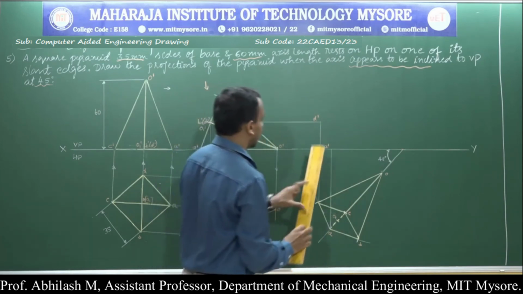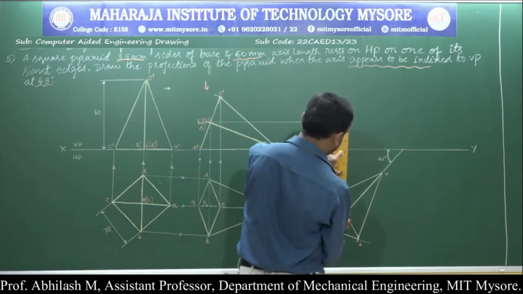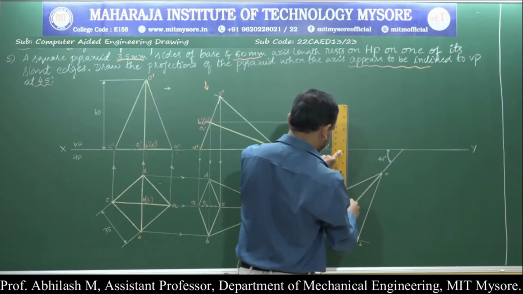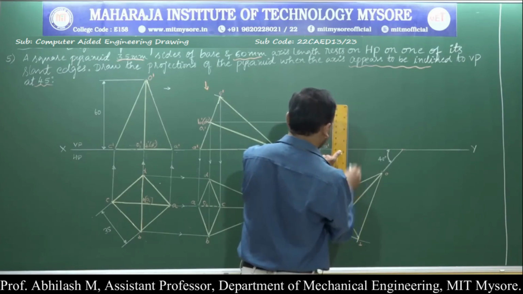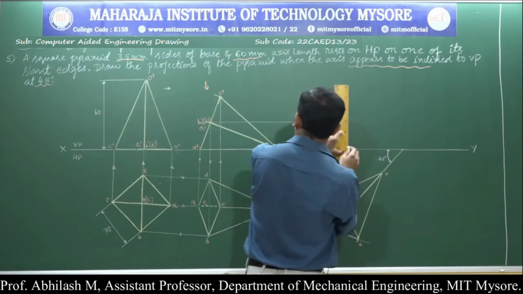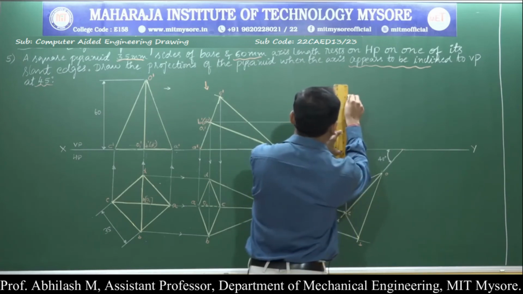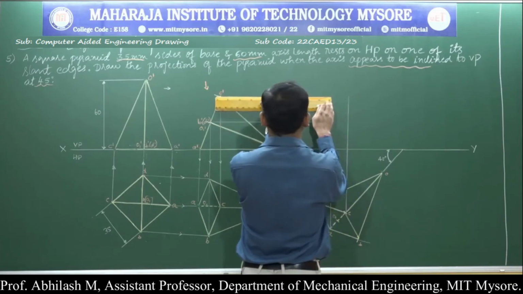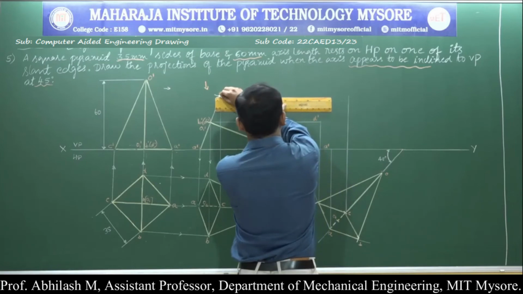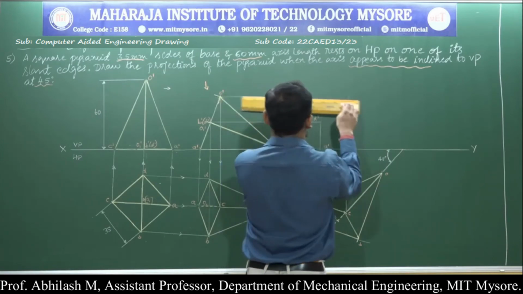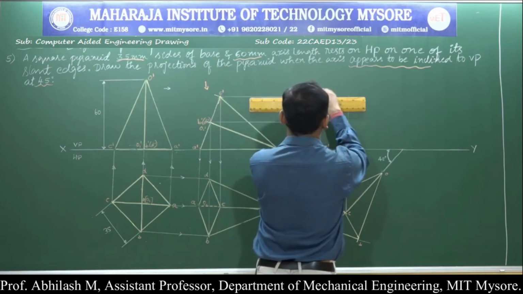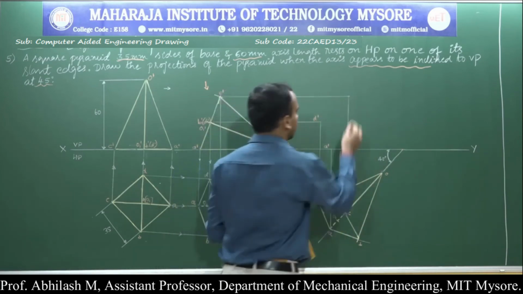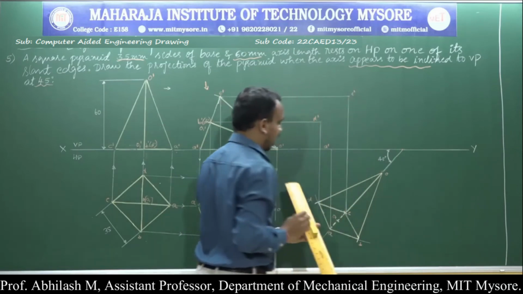Again from C, draw the projection line. The projection lines are the thin lines. Again from C dash, we are supposed to draw a projection line. Name the point then and there itself. So this is my C dash.